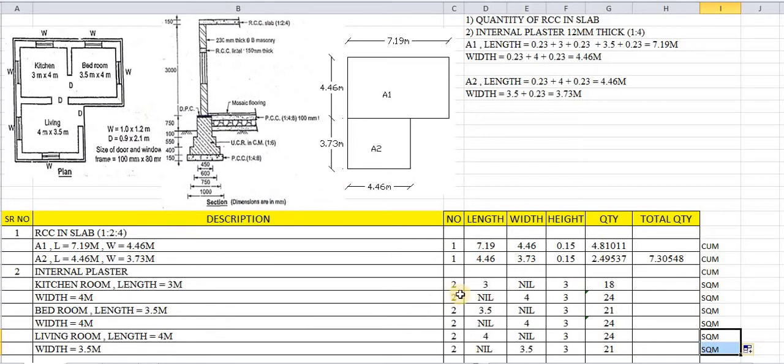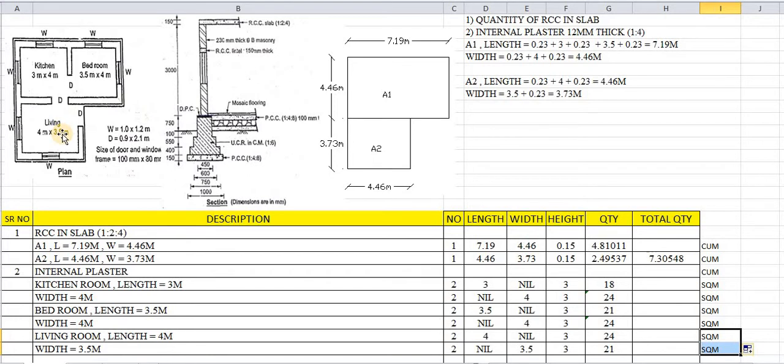So in this way we have covered all the quantities. That means we have covered all the walls. Kitchen room, we have covered all the 4 walls. Bedroom, all the 4 walls. Living room, all the 4 walls. Okay, so here we can check this. Kitchen room 2 plus 2, 4 walls. Bedroom along length and width 2 plus 2, 4 walls. Living room 2 plus 2, 4 walls. That means all the 4 walls in each room we have considered. We have applied the plaster in the kitchen room, bedroom and living room.